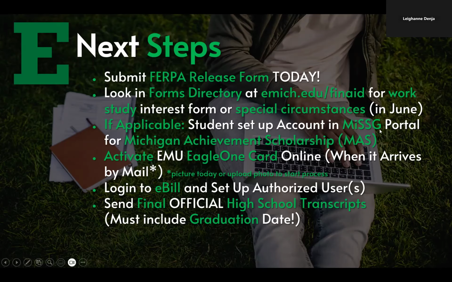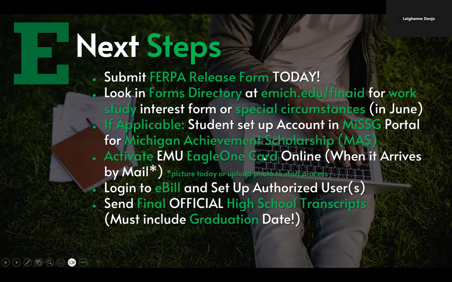The first hit you'll get is the state portal. If you haven't already, you can set up an account really easily and then just make sure that it shows EMU. We will put all Michigan Achievement Scholarships on an offer status, and then it's up to you as the student to make sure that portal is updated so that when the state gives us access to the rosters, we can change those from an offer to an award on your behalf.